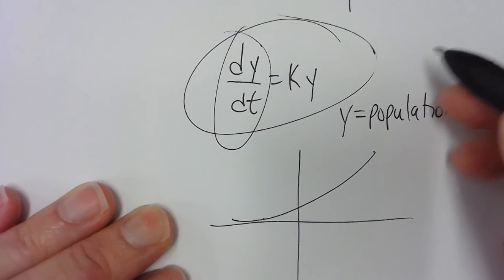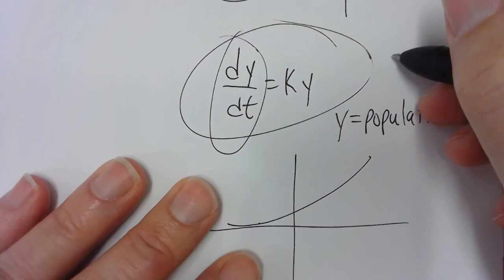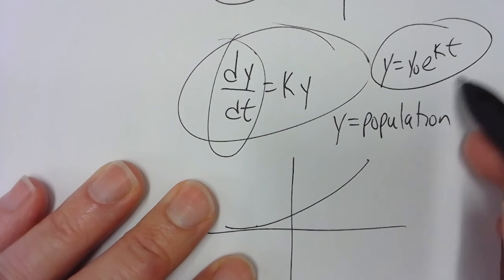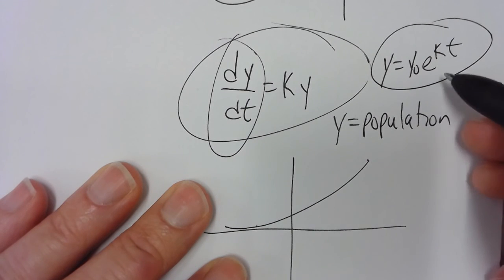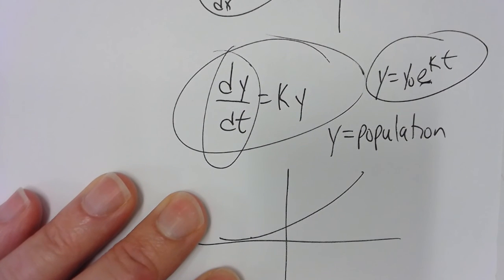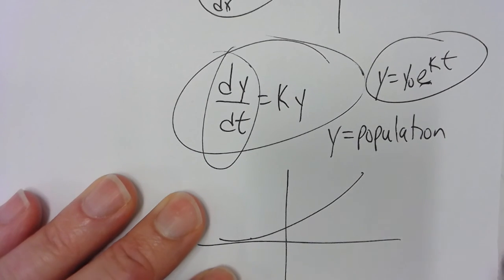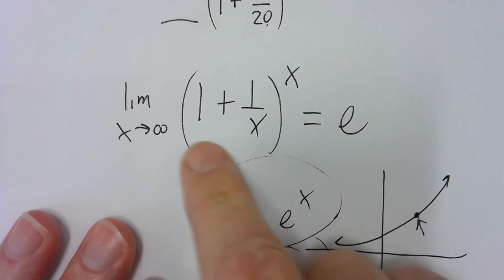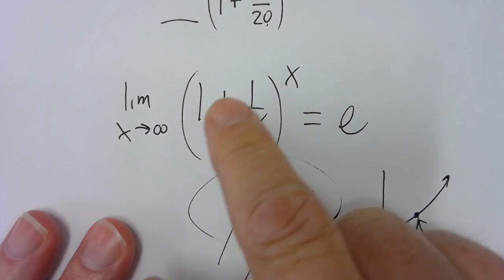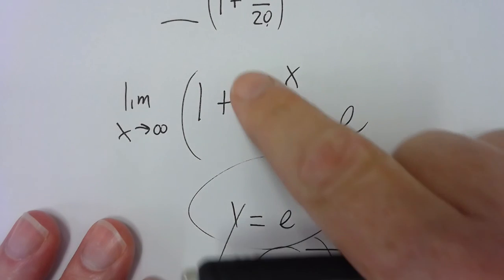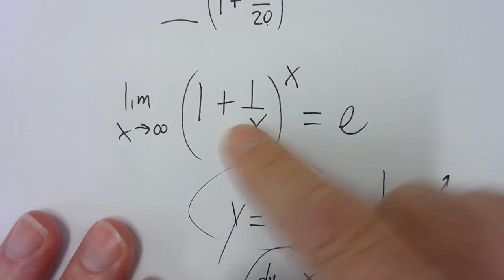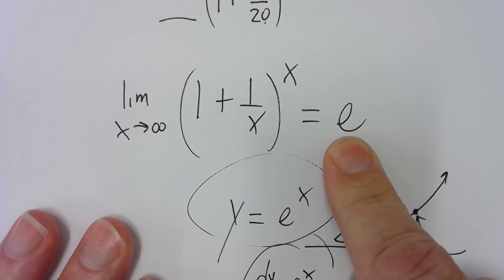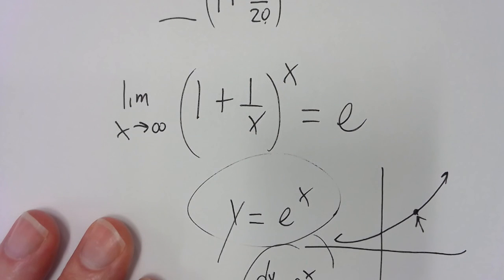And the solution to this differential equation is y is equal to y initial e to the kt, which is your standard exponential growth equation. And the base of that exponential growth equation is e. So e comes from this idea of having this battle between the 1 and 1 over x to the x power. So this is becoming really kind of close to 1, and this is getting really super big, and you keep doing that over and over again, and it settles in at the Euler number e, 2.718 and change.